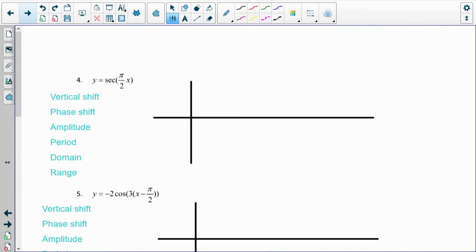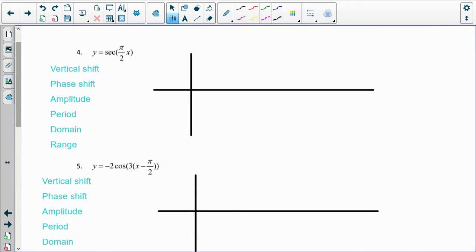Problem 4. Y equals secant of pi over 2 x. There is no vertical shift. There is no phase shift. The amplitude would be 1 if we were dealing with a cosine graph. But since we're doing secant, it's actually going to be a little bit different. Amplitude is kind of a weird word to use with secant.